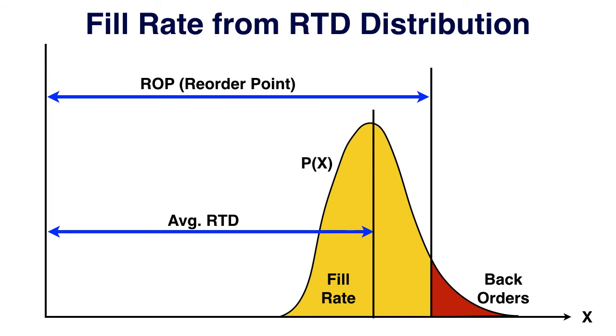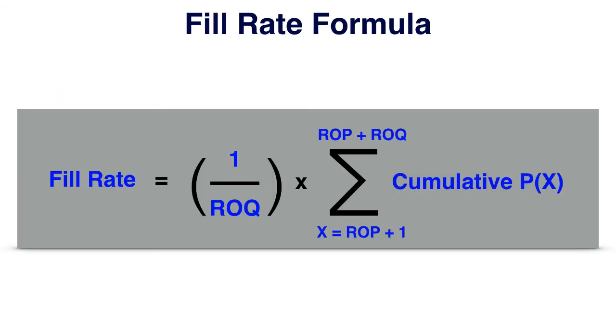So what we really need to do then is to change that value from a bottom to the top, as in, of course, this is the safety stock. So this is the fill rate formula. What you do is you calculate the cumulative probability from ROP plus 1 to ROP plus ROQ and sum it up and then divide it by the ROQ, and that gives you the fill rate.